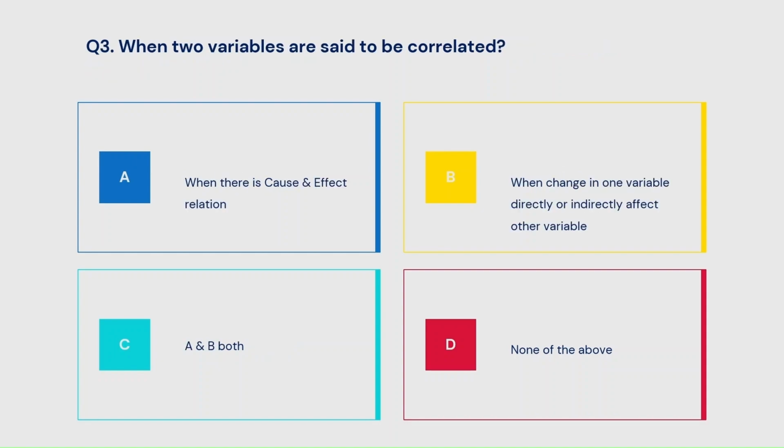The last question is, when two variables are said to be correlated? A. When there is cause and effect relationship, B. When change in one variable directly or indirectly affect the other variable. C. A and B both. And D. None of the above. Let's see how many of you can get this correct.